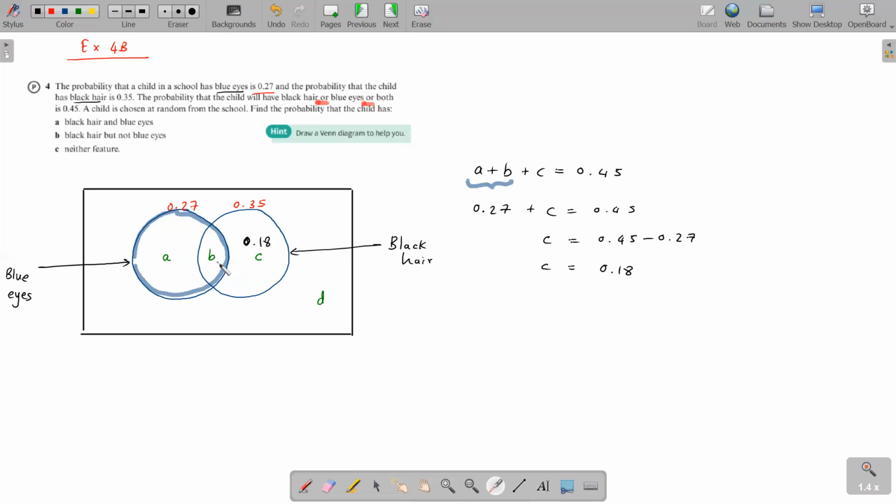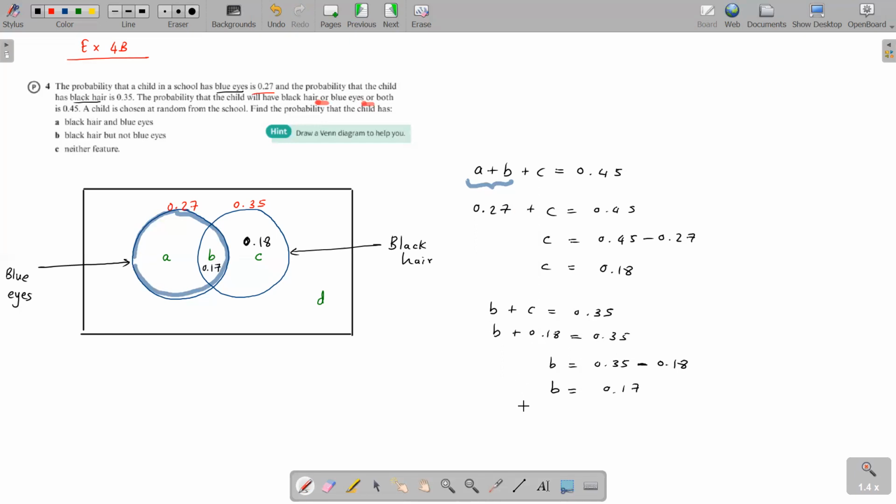So if C is 0.18, how do you get the B value? I think you know B plus C is 0.35. Guys, do you agree? B plus C is 0.35. Agreed? So B plus 0.18 equals 0.35. B equals 0.35 minus 0.18, which gives me 0.17. Great. So this probability is 0.17.